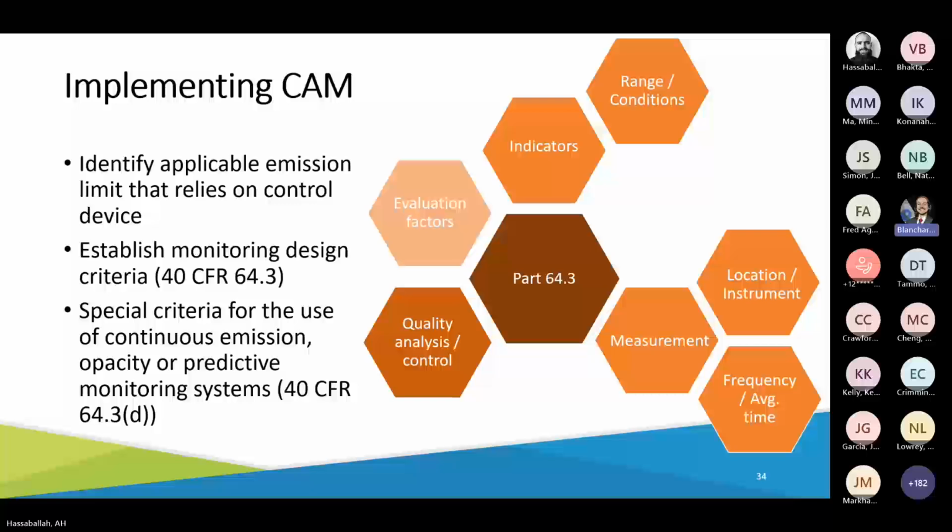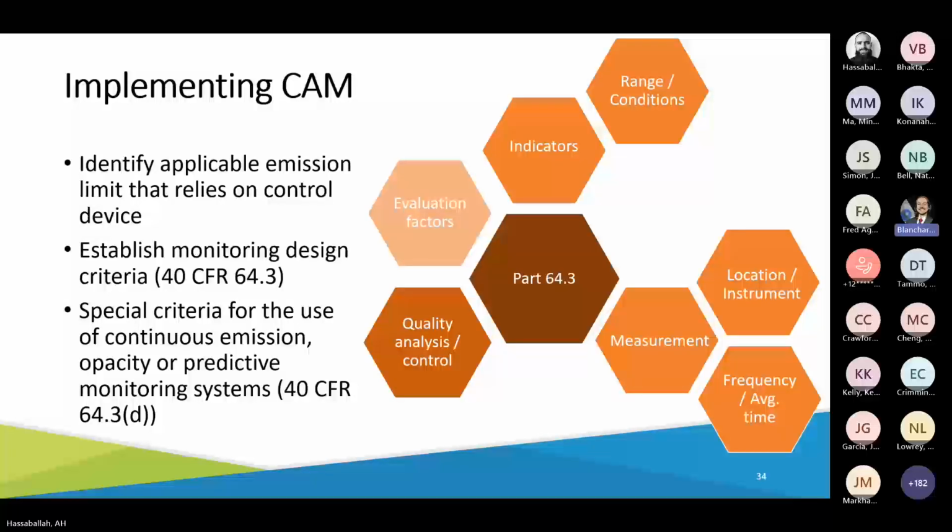And we also need to make sure that the measured parameters are properly acquired, that the instruments used are sensitive enough to identify potential excursions and exceedances or other changes in the control device behavior. Also make sure that the sampling location is appropriate and consistent with the permit terms, and that the frequency and averaging time of the data collected is on par with the emission limit set. So for example, a pound per hour limit shouldn't be monitored only once per day.